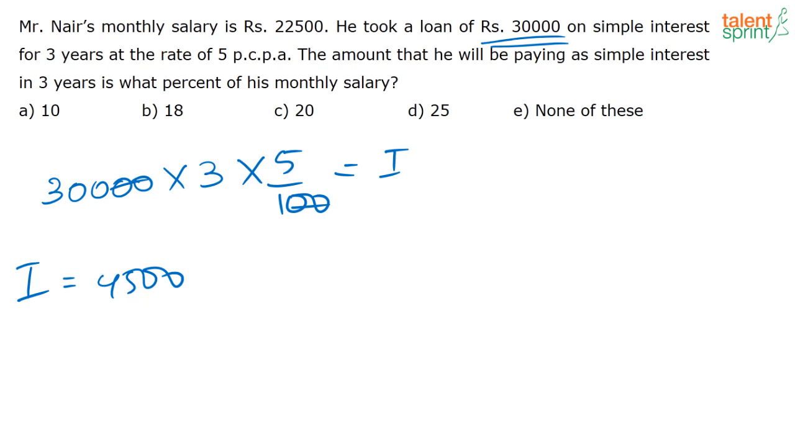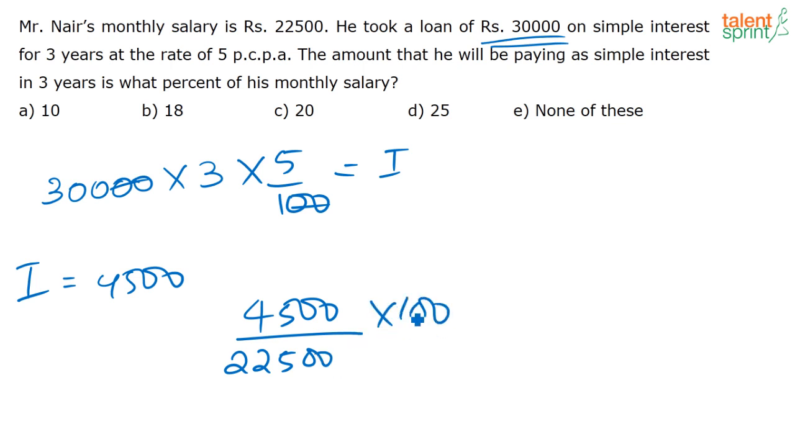Now, what is given? What is his monthly salary? What are they asking? You have to find what percentage of his monthly salary he is paying as interest. That is nothing but 4,500 by 22,500 into 100, correct? So just solve for this. What do you get? 4500 by 225, or that is nothing but 20%, correct? 225 into 2 is 450, so 20%. Answer is option C. So everybody got the answer correctly?